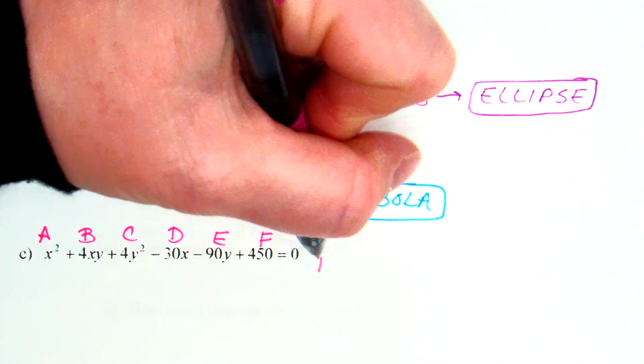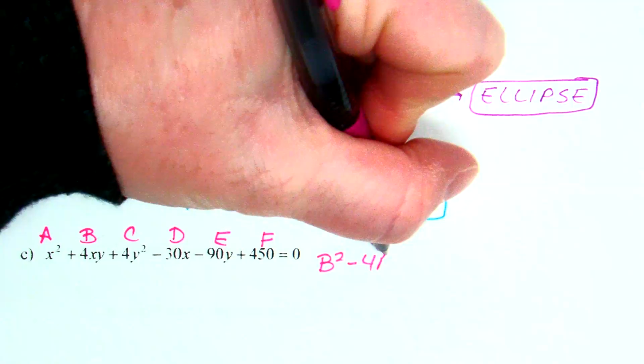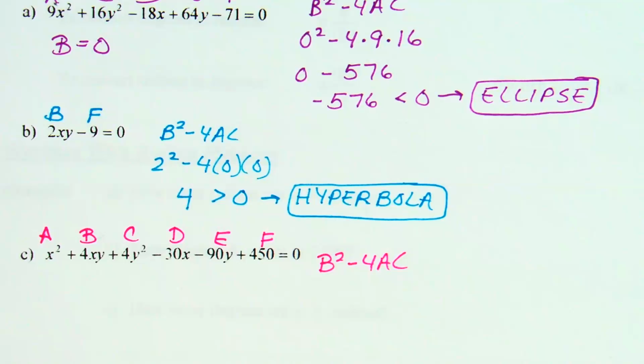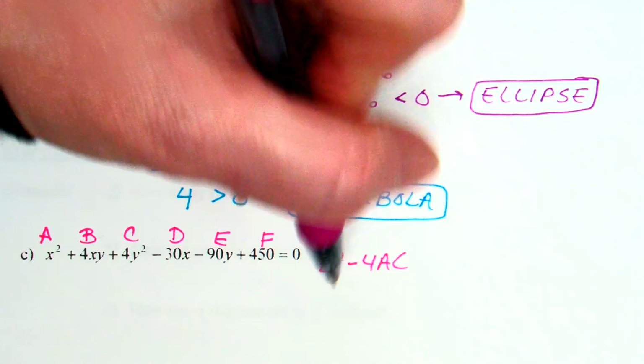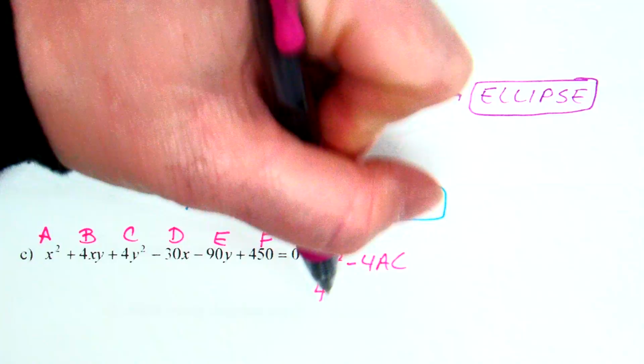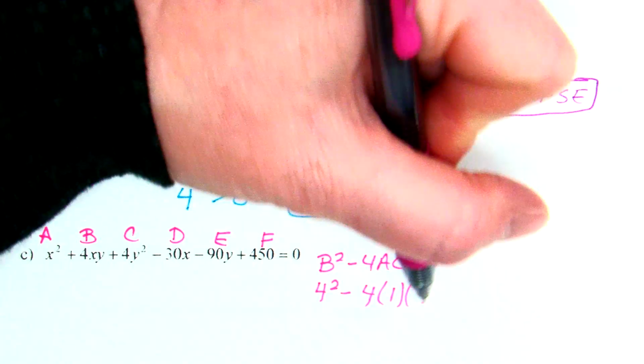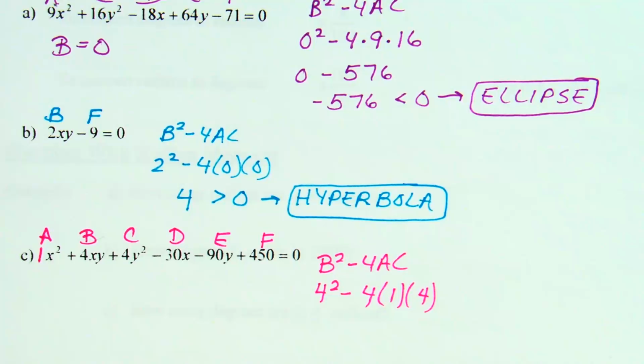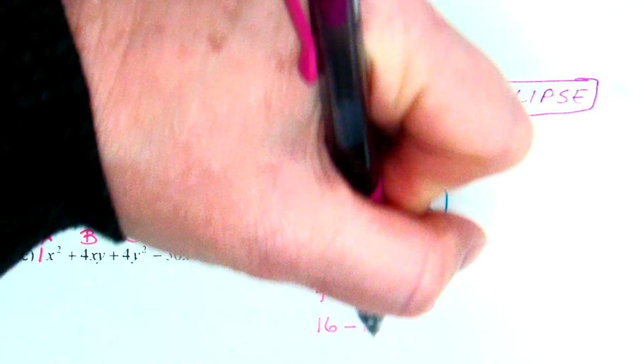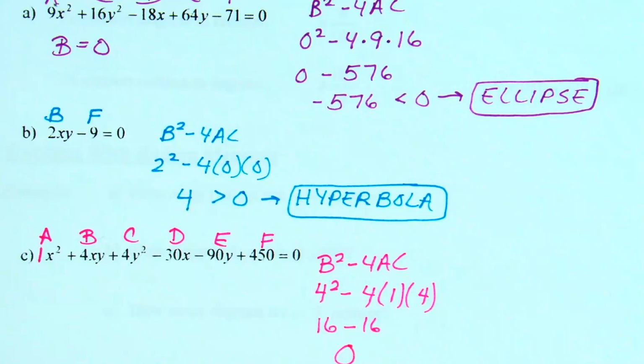So discriminant, b squared minus 4ac. What numbers am I plugging in here, I guess? B squared, 4 squared, minus 4 times 1 times 4. We're going to end up with 16 minus 16, which is 0. What's true when it equals 0? It's a parabola.